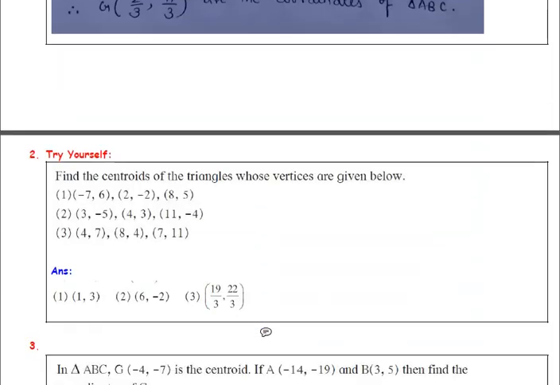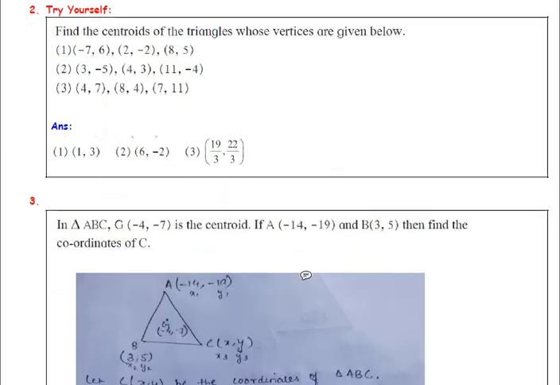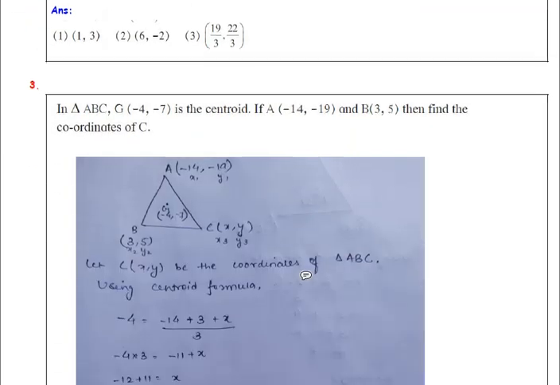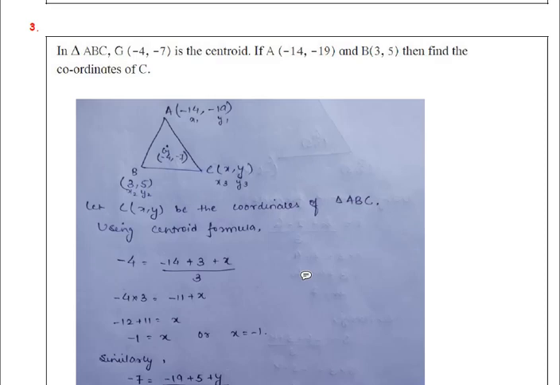Now based on this, here are a few try-yourself questions. There are 3 parts to the question. Please pause the video and write down the question. The answers to all 3 questions have been given to you, so please match your answers with these. These are direct questions based on the centroid, where you only have to put values in the formula. Now moving ahead from here, let's see some indirect questions. Not very difficult, but a little concept based.